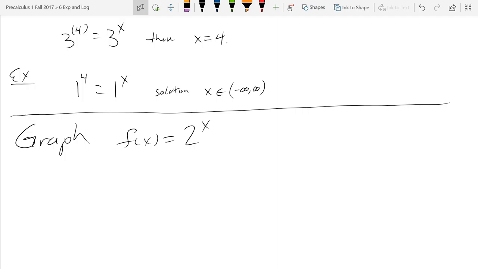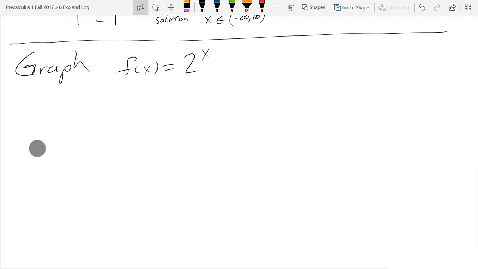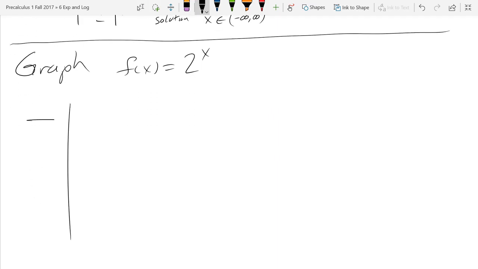How do you start a graph when you really don't know very much about the function? So how do we graph when we don't know what's going on? Clueless method, very good. So we're going to make a table of values.